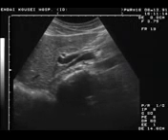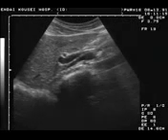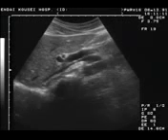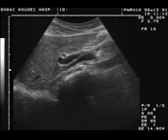This procedure visualizes the trunk of the portal vein, the superior bile duct, and the inferior bile duct. Check if the trunk of the portal vein or the extrahepatic bile duct is dilated. If dilatation is detected, check for tumors or a strong echo area.